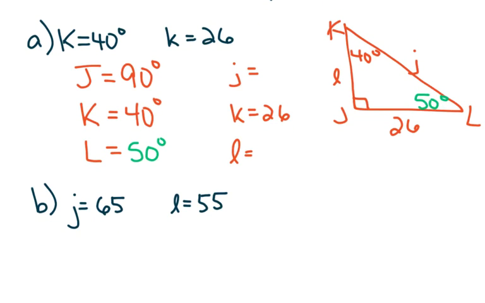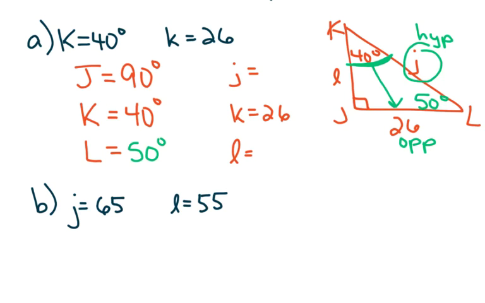It doesn't matter what I find first. I'm going to find little j first only because it's at the top of the list. It doesn't matter which angle I use. I can use the 40-degree angle or the 50-degree angle. I usually like to use whatever's been given. So, I was given the side opposite. I want to find the hypotenuse.